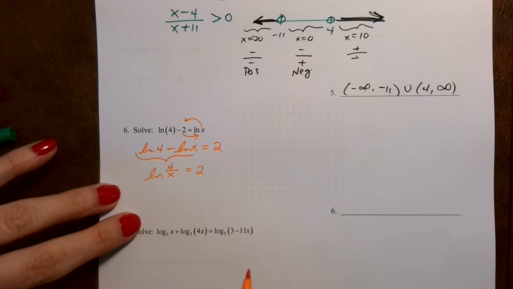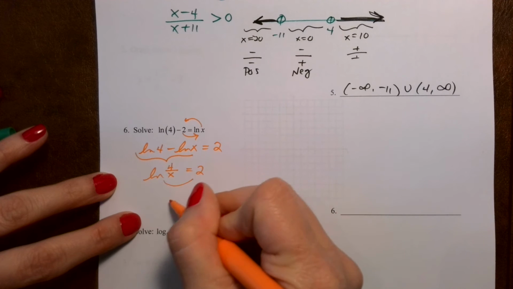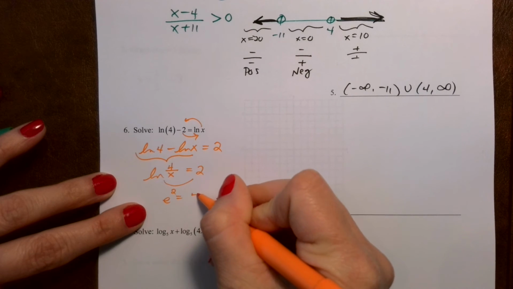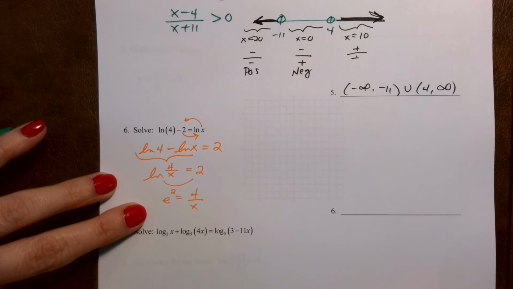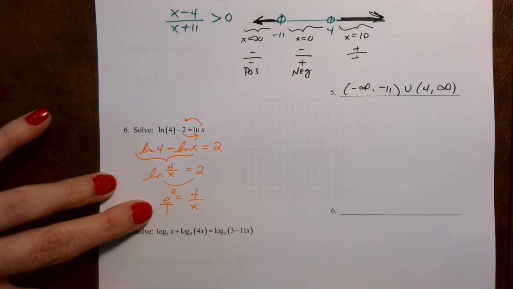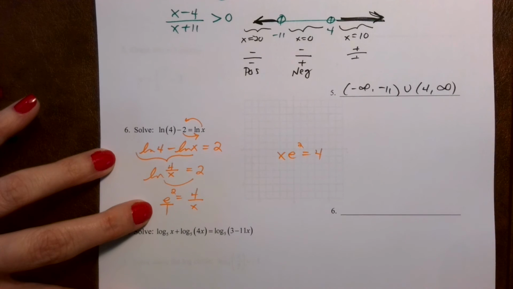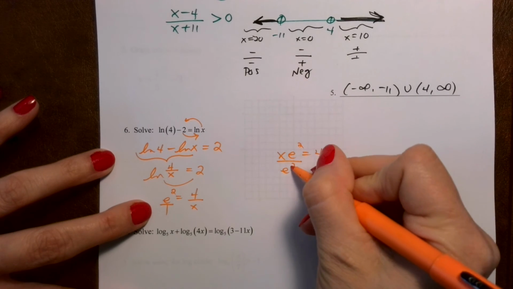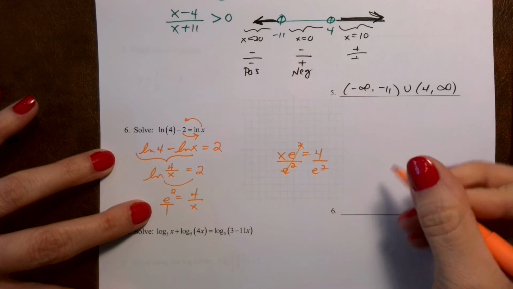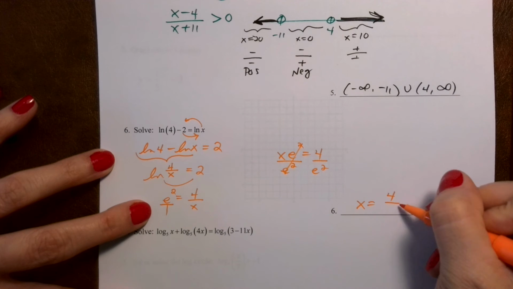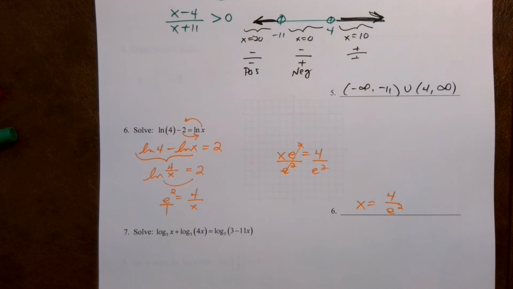I'm going to go ahead and do a log circle. e to the power of 2 equals 4 over x. I'm going to put a 1 and cross multiply. x times e squared equals 4. And I will divide both sides by e squared. We have 4 over e squared.